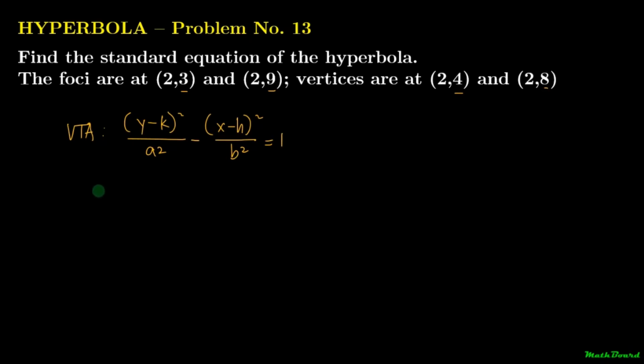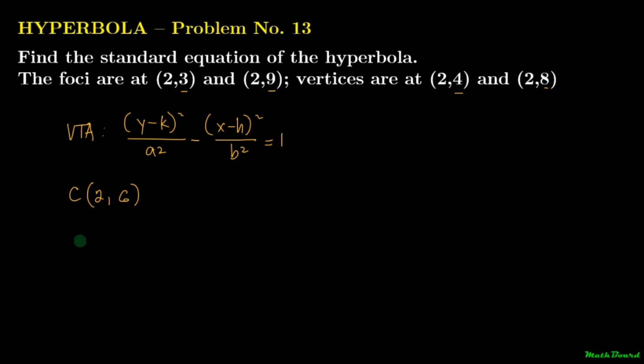Yung vertices natin, pwede natin kunin ang center doon by getting the midpoint. So, 2 plus 2 is 4, divided by 2 is 2. Then, 4 plus 8 is 12, divided by 2, 6. Pwede rin naman natin kunin yung midpoint ng foci, yun din lang yung center. So, 2 plus 2, so 2 din yan. Then, 3 plus 9, 12, divided by 2, ay 6 lang.